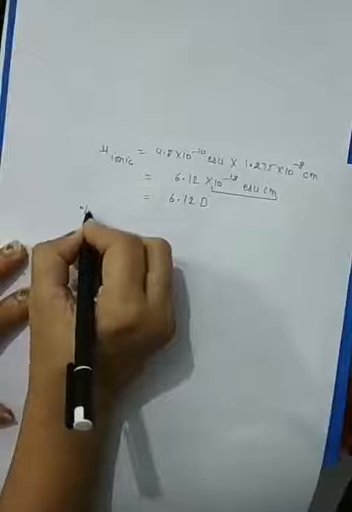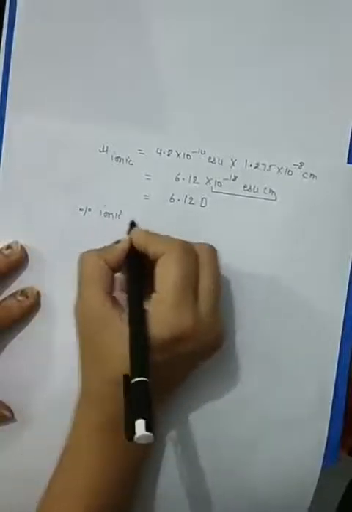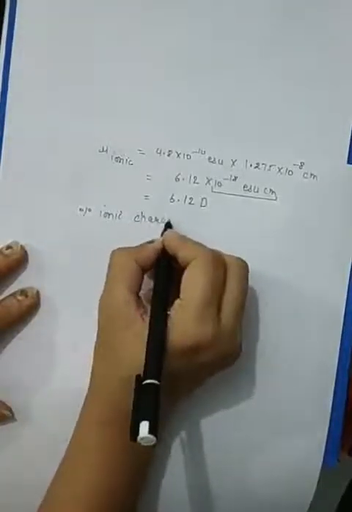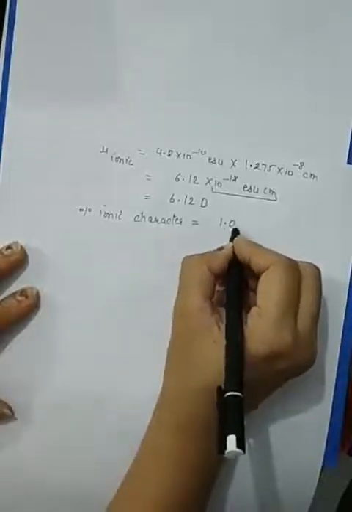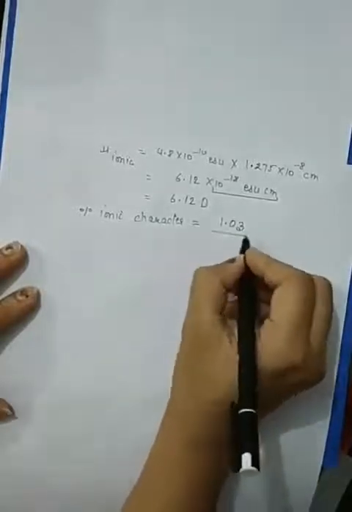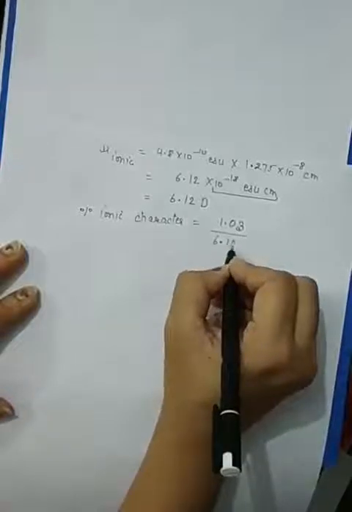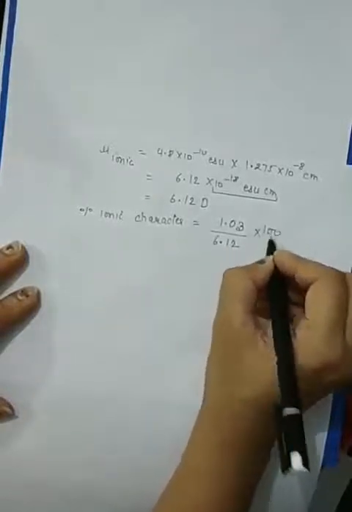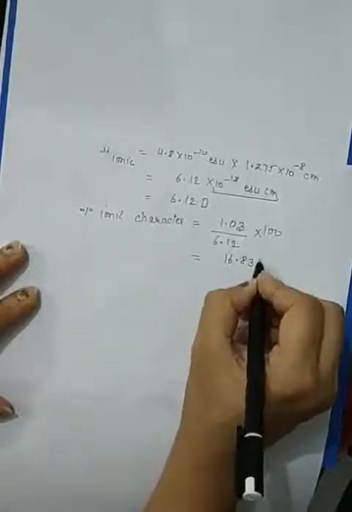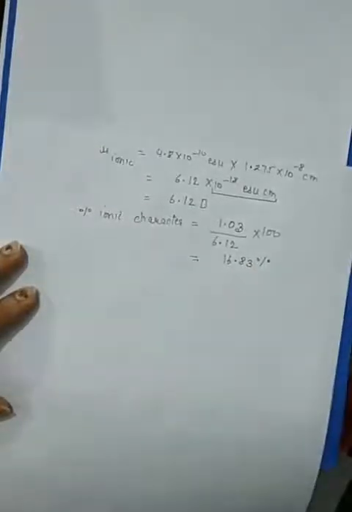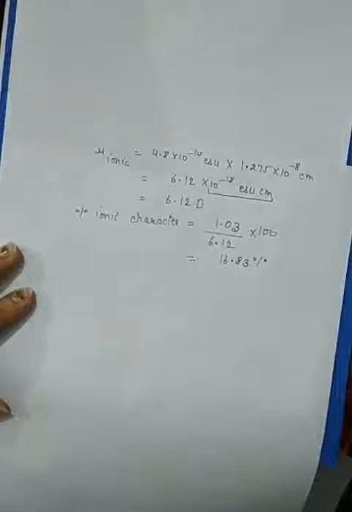So the percentage ionic character, by using the formula, it is mu observed, that is 1.03, divided by 6.12, multiplied by 100. It becomes 16.83%. Okay.